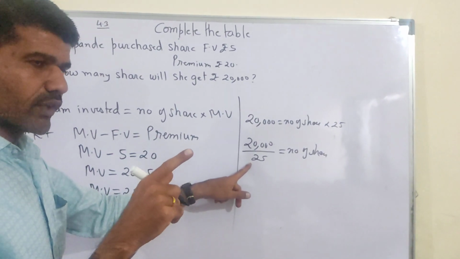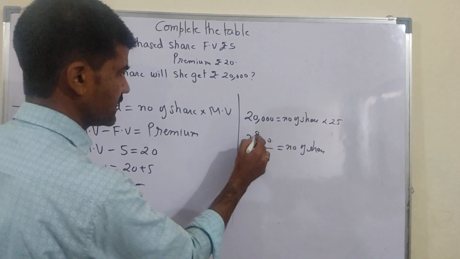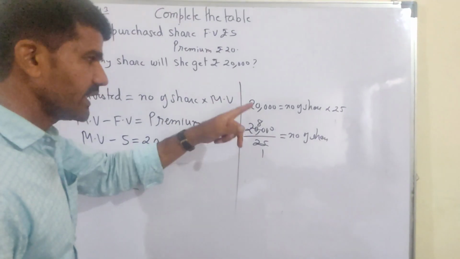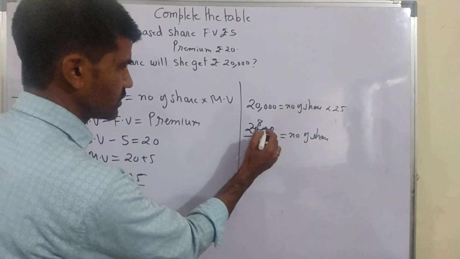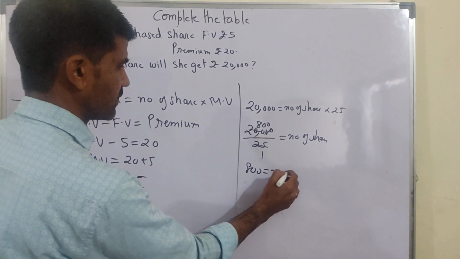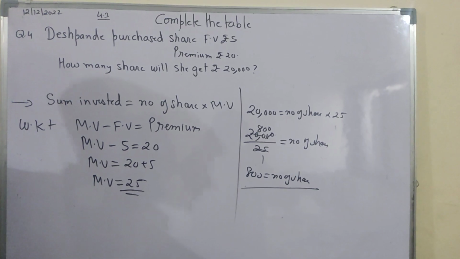25 fours are 100. Double means 200. 25 eights are 200 and this 20. So the answer is 800, the number of shares Deshpande will purchase.